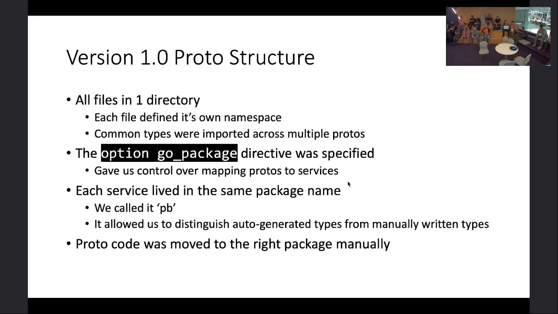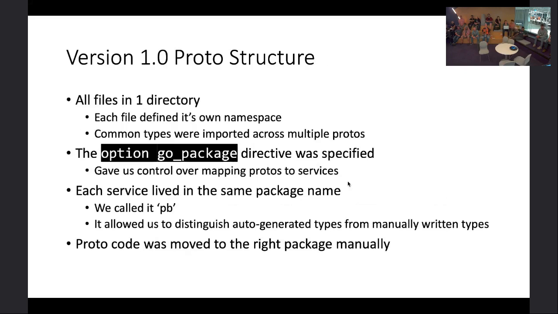As I mentioned, we had all of our proto files in one directory. Each file would define its own namespace, and we would have common types that would be shared across multiple proto files. To define how the auto-generated code in the Go space would be structured, we used the Go package directive, which is one of the options that you can use to control how the Proto-C compiler outputs the gRPC code that you are going to use. And this gave us control over how the protos themselves got mapped into particular services.